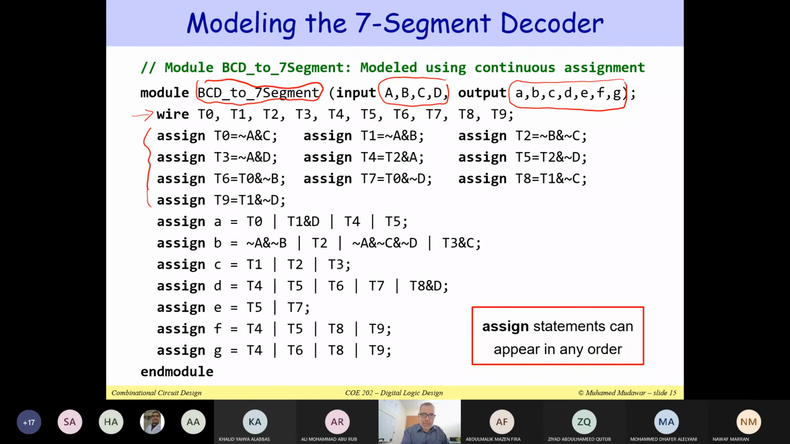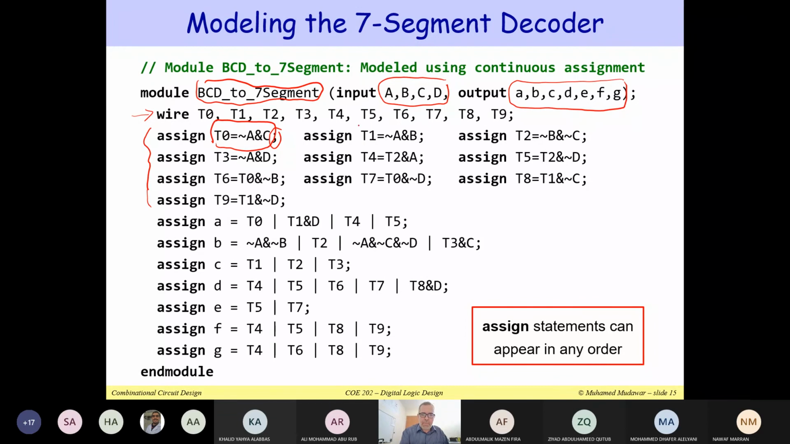So I'm using here multiple statements on the same line. That's okay. You can do that as long as each statement is terminated with a semicolon. So we can write the terms. For example, T0 will be not A and C. So that will be A prime C. Remember the syntax. You have to use the right syntax in Verilog.